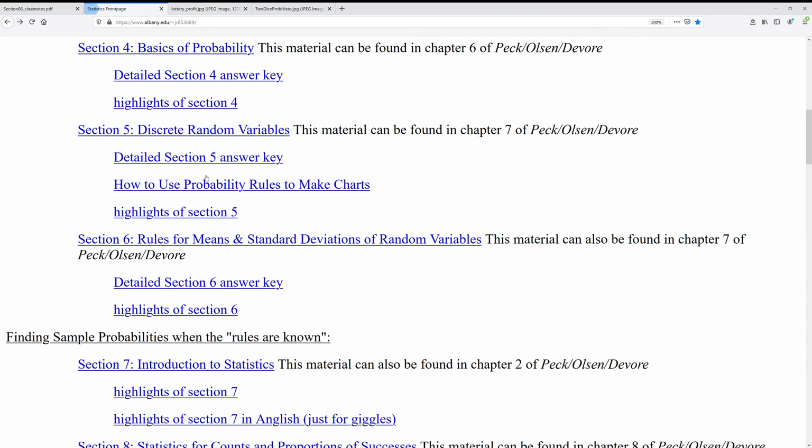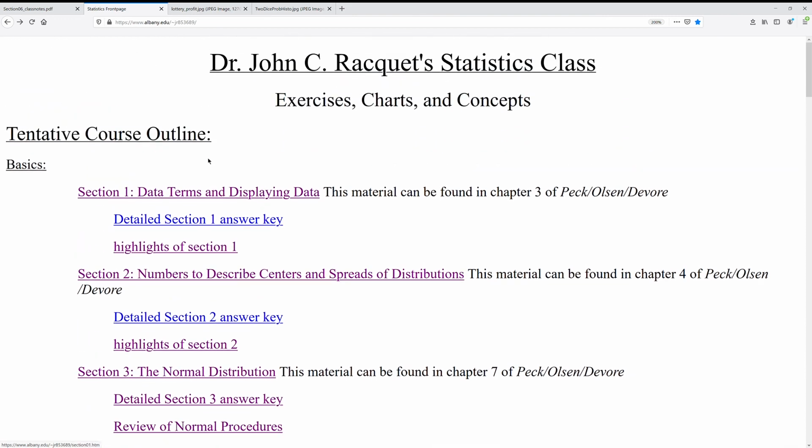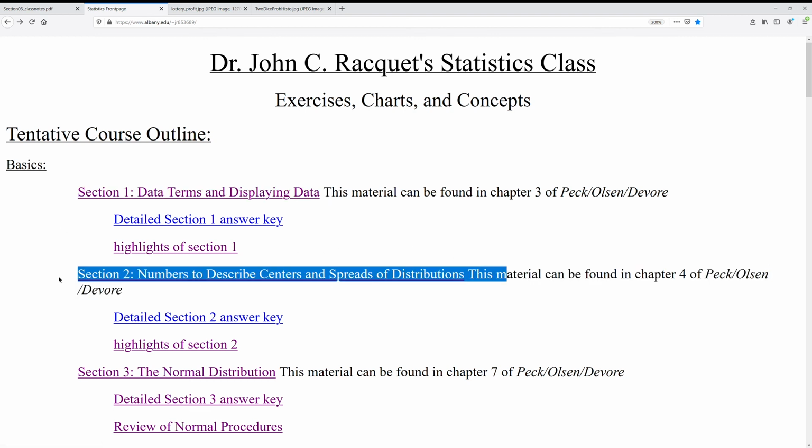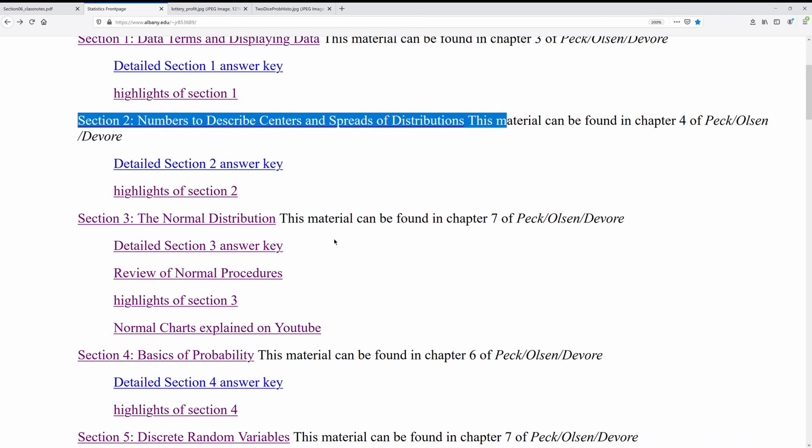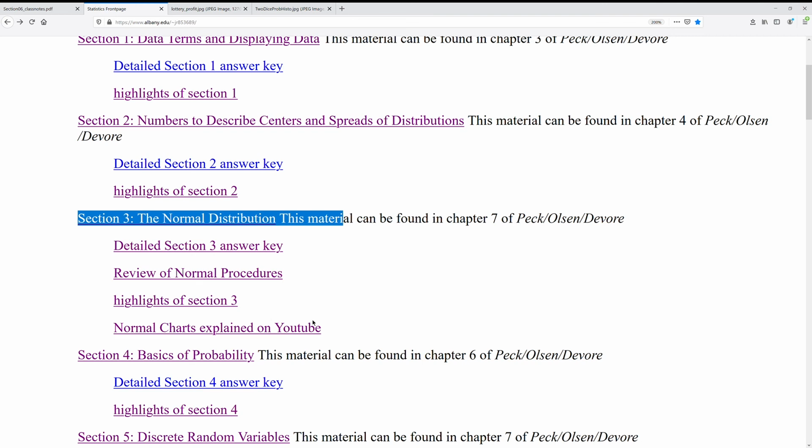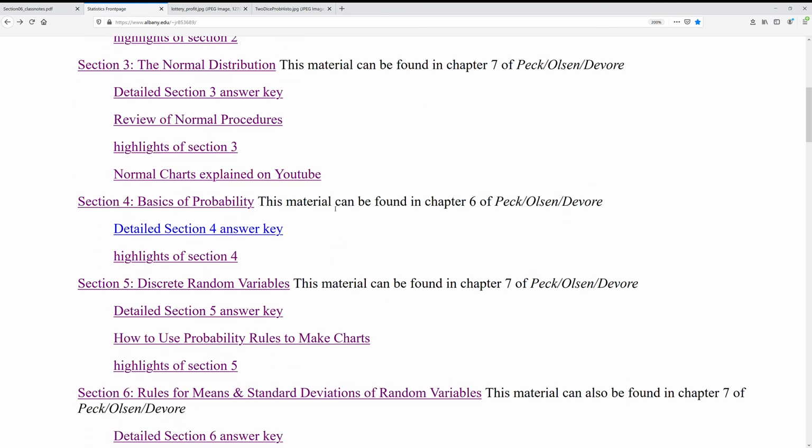So what is the takeaway from the first few sections as we wrap up this part of the course? Section 1, numbers have shapes. Sets of numbers have shapes. Section 2, there's some things we can compute from a set of numbers that are descriptive. Section 3, how to use the normal charts. Section 4, basics of how probability works. Section 5, the idea that randomness always has a shape. Randomness always has a shape.